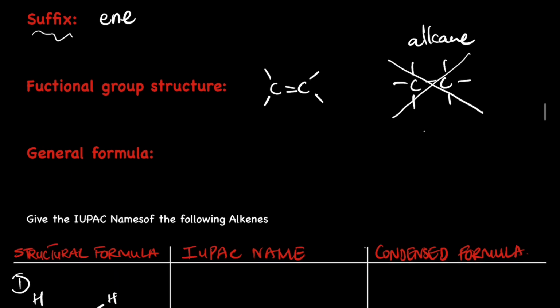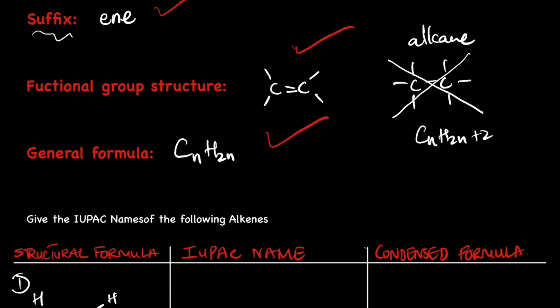The general formula for an alkane was CnH2n+2, but this one is going to be CnH2n, just 2n, like that. Guys, you have to memorize them. You have to memorize these. They're very important in naming an alkene.